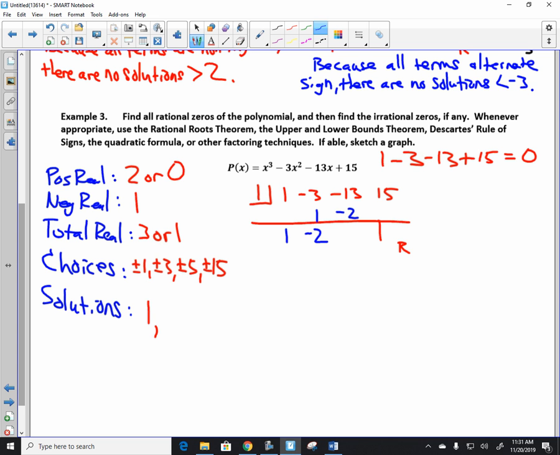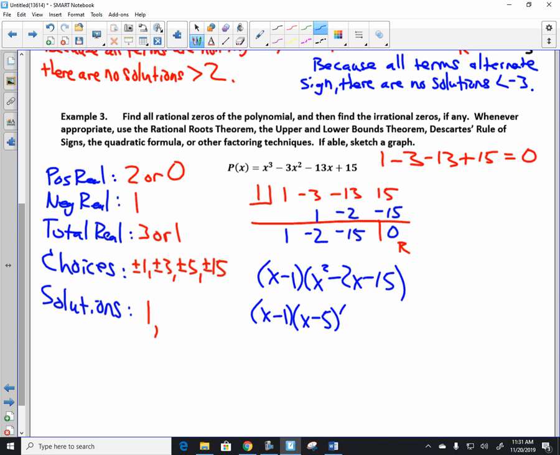Well, I'm sorry, I'm getting ahead of myself. Add, multiply. Add, multiply, add. So x minus 1 works. And we got x squared minus 2x minus 15. Does that factor to what? X minus 5, x plus 3. So what are my other solutions? -3 and +5.